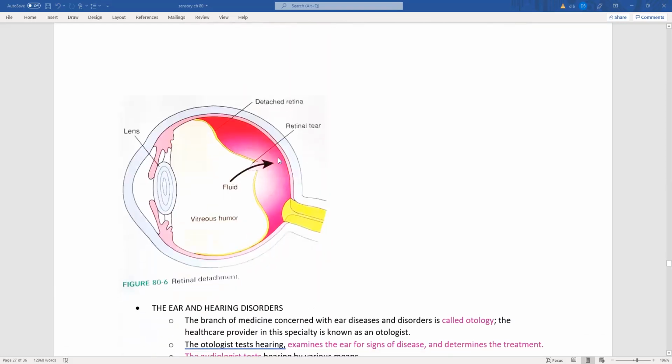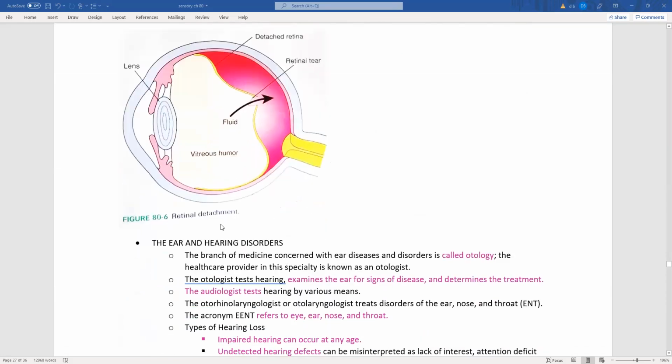This is what a detached retina looks like. You've got the fluid coming up in there. That's the lens, and that's the vitreous humor on the inside. So the retina didn't stay attached, and now the fluid is coming all out. So this is retinal detachment.